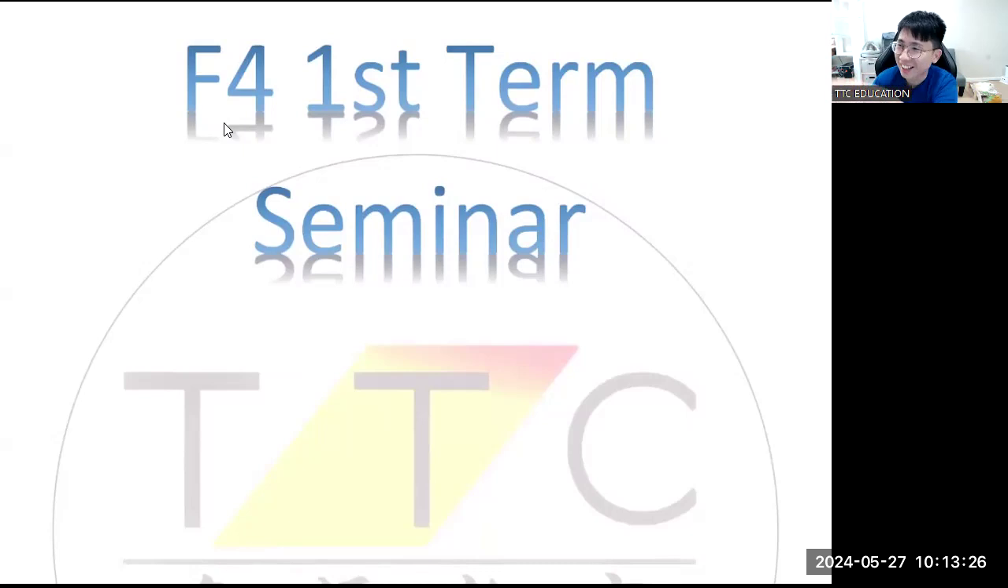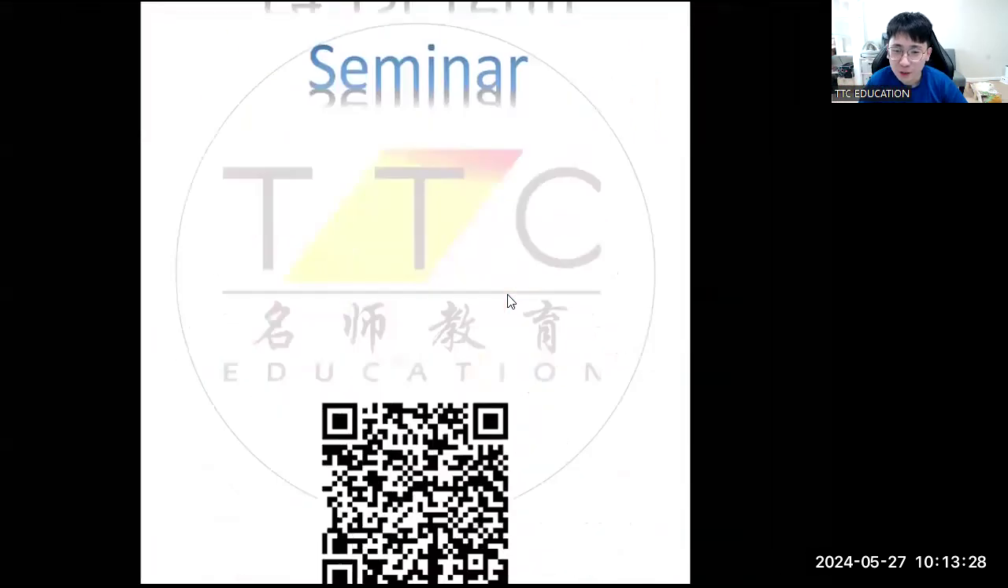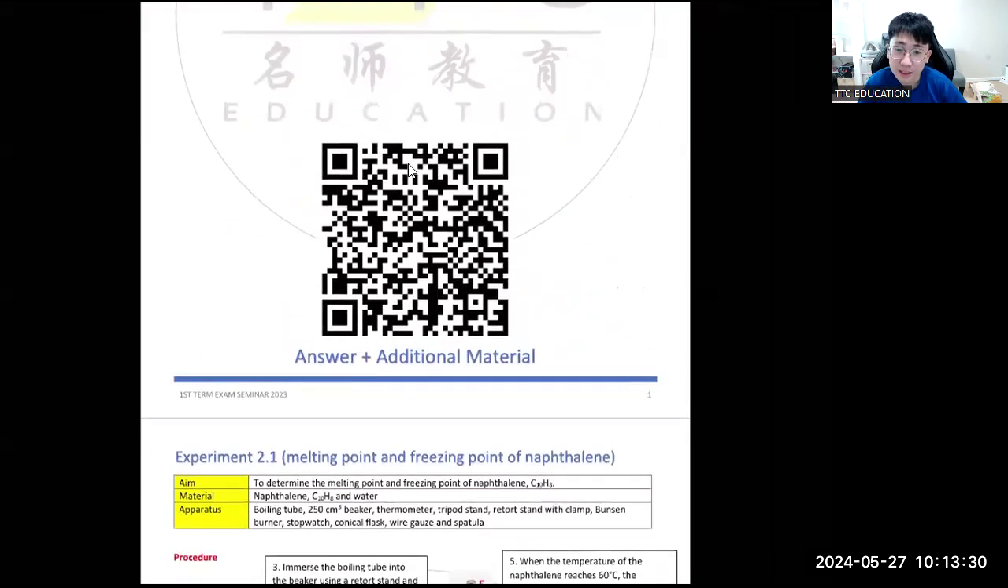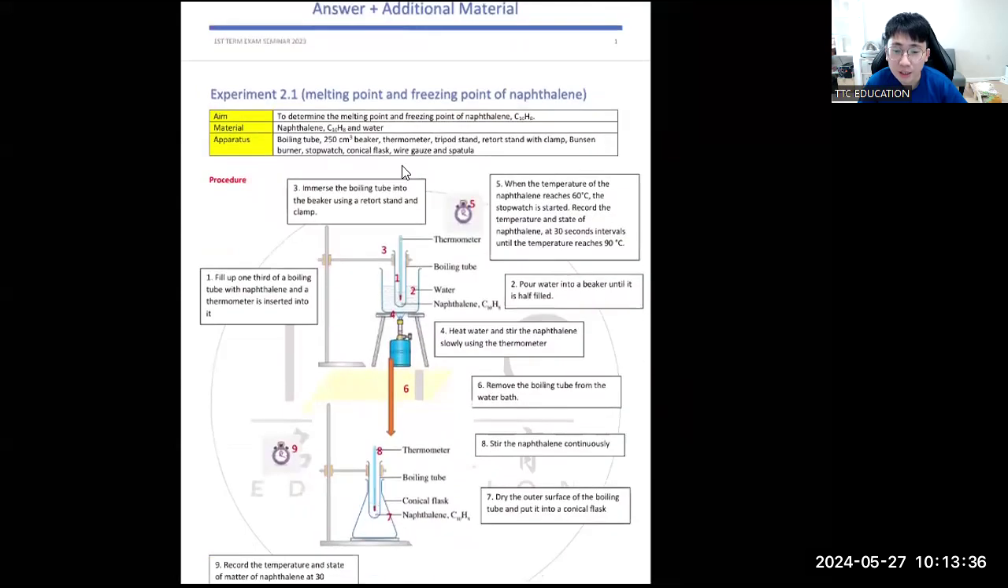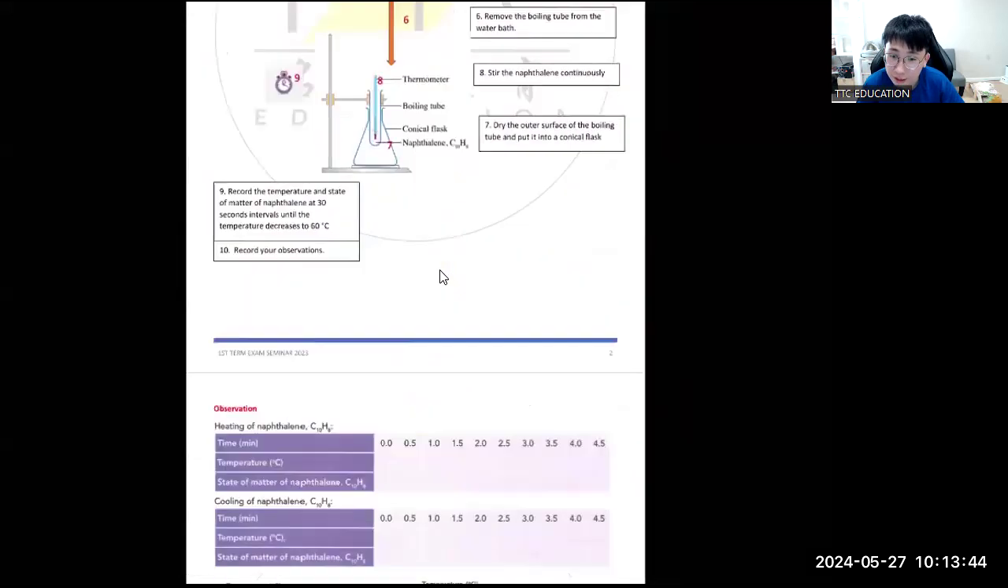I'll reply to them later. Now, guys, the answer is actually here, the QR code with extra materials. And in the front we actually included a lot of short notes, correct? All these short notes are in color, I think.